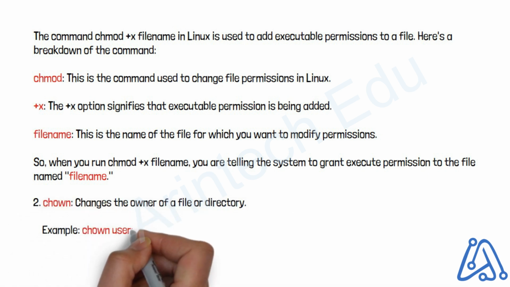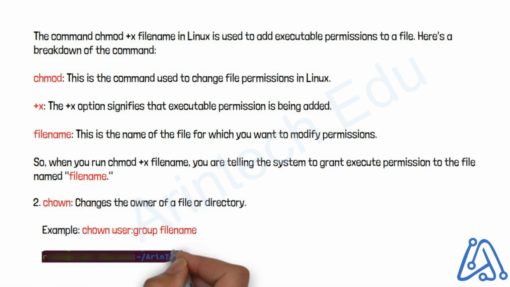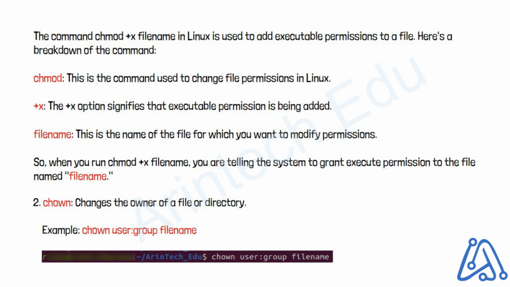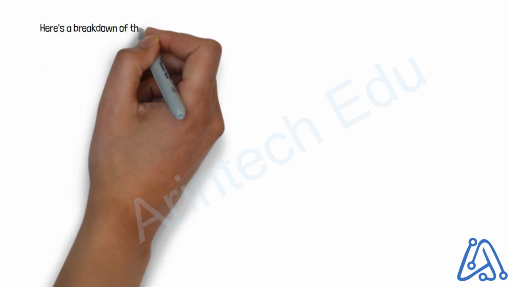2. chown changes the owner of a file or directory. Example: chown user:group filename. Here's a breakdown of the command.